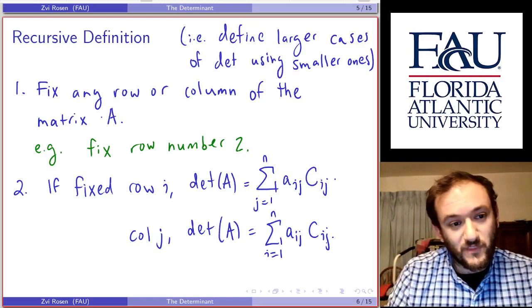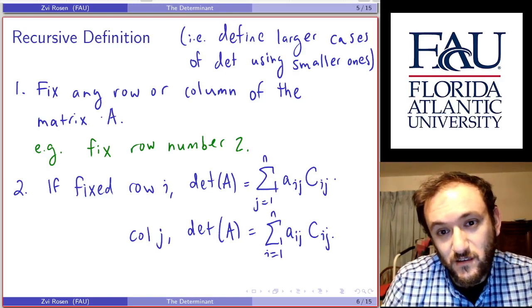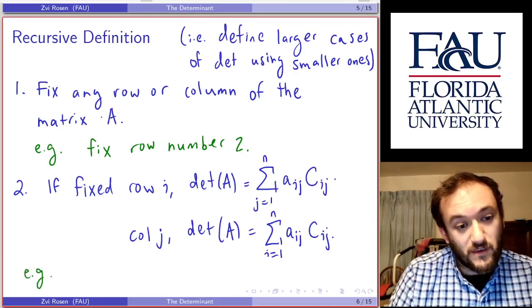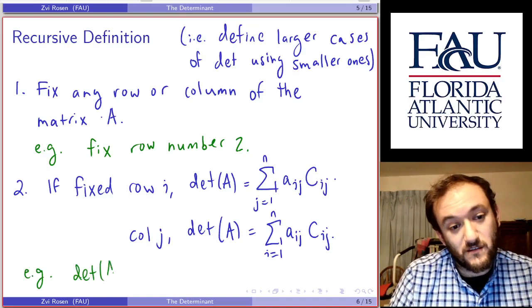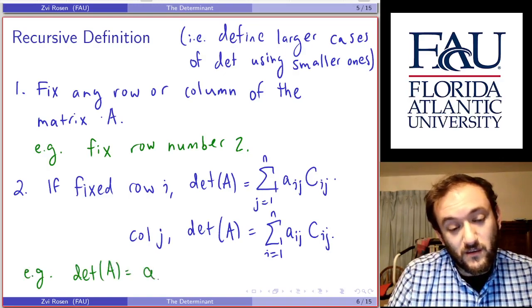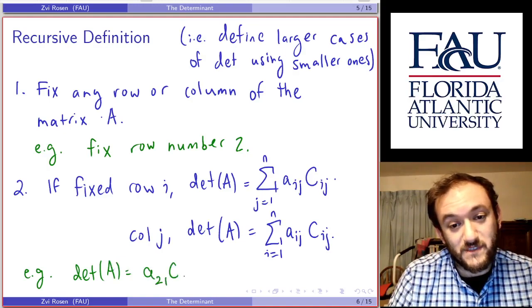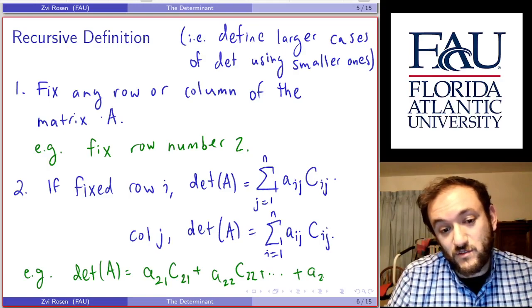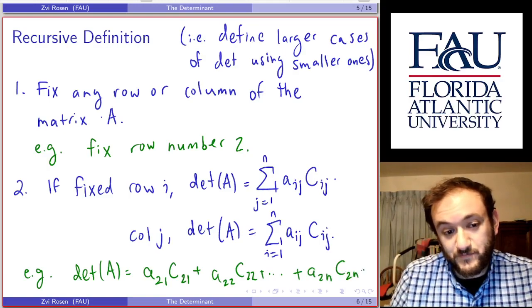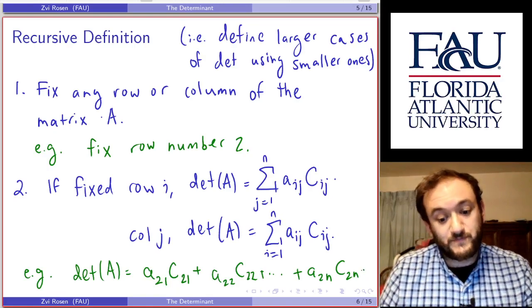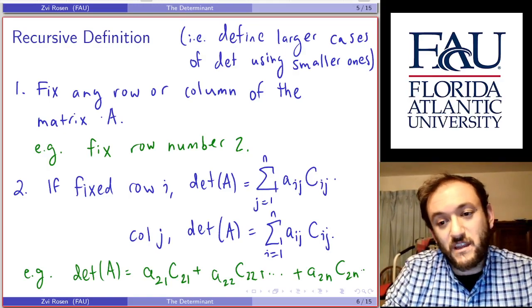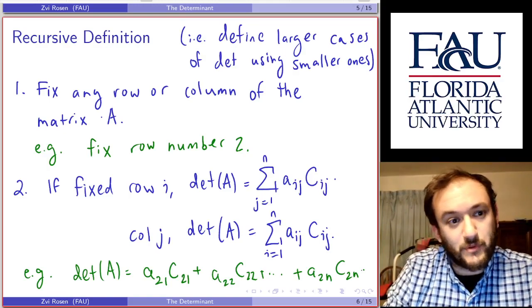If we wanted to think about this in the example where we fix row 2, the determinant would be A21 times C21 plus A22 times C22 plus etc. up to A2n times C2n. That would be a formula for the determinant. That's all pretty abstract using a lot of notation, so let's get this in some concrete examples.